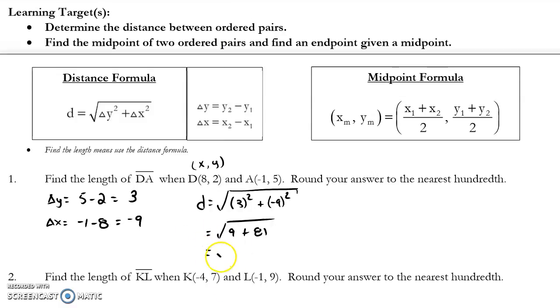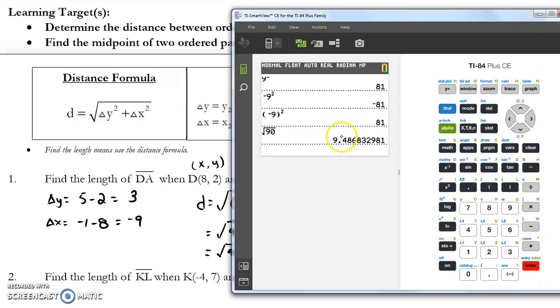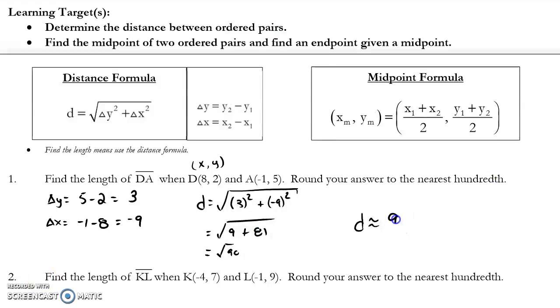So at this point, I get the square root of 90, making my distance approximately, because I can round this to the nearest hundredth. Square root is second in the x squared button, 90. Rounding this to 2 decimal places, the 6 in the third spot tells me to bump this up 1 to 9.49. That's proper use of the distance formula.